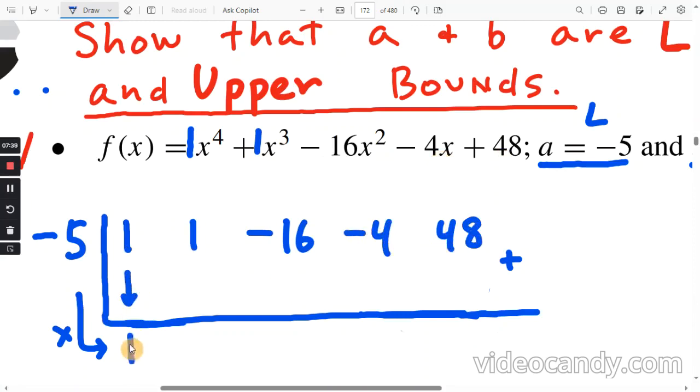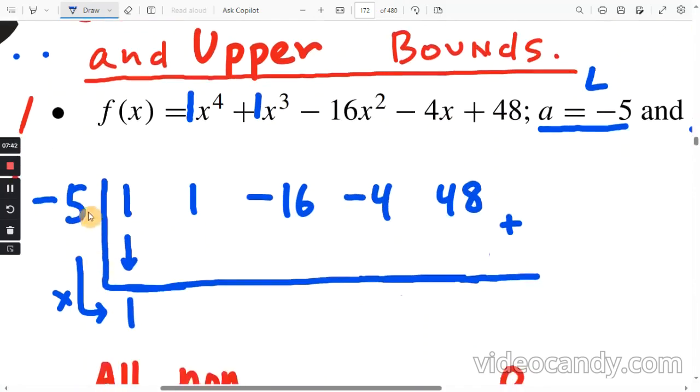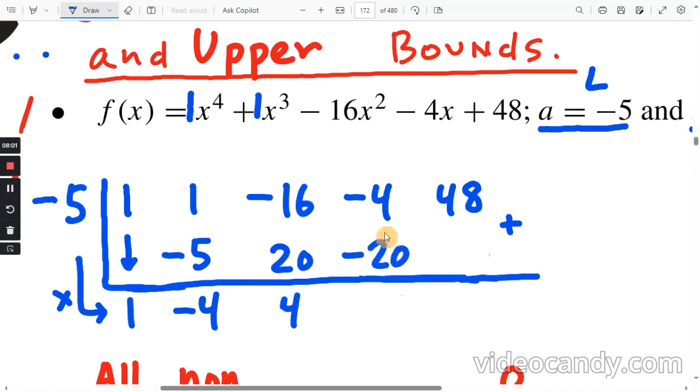Bring down the 1. And let's see, starting as always, negative 5 times 1, that's negative 5. Adding vertically, 1 plus negative 5 is negative 4. Negative 5 times negative 4 is positive 20. Negative 16 plus 20 is 4. Negative 5 times 4 is negative 20. Negative 4 plus negative 20 is negative 24. And let's see, negative times negative is positive. 5 times 20 is 100, and 5 times 4 is 20. So we have 120 right here. And 48 plus 120 is 168.